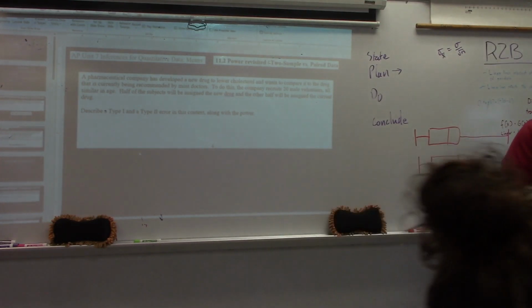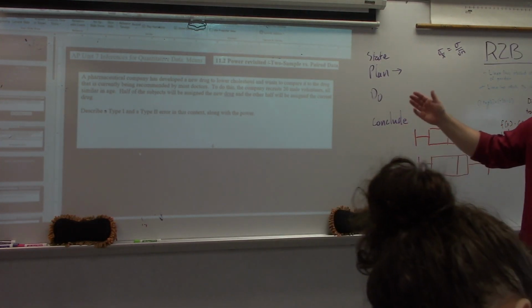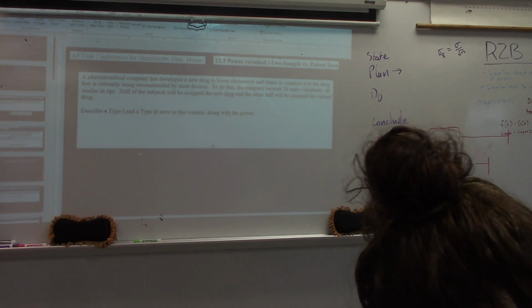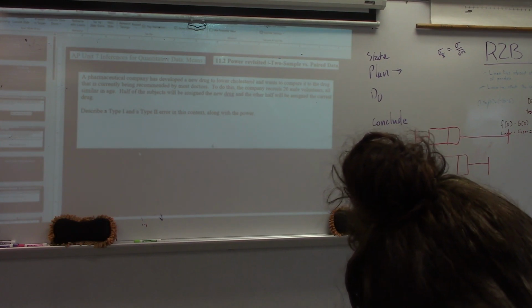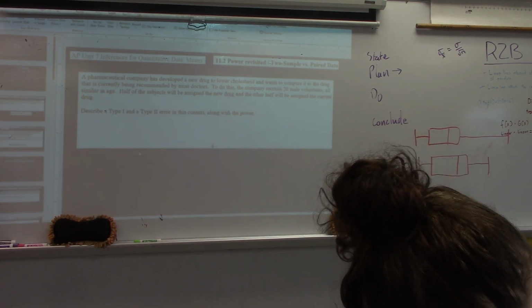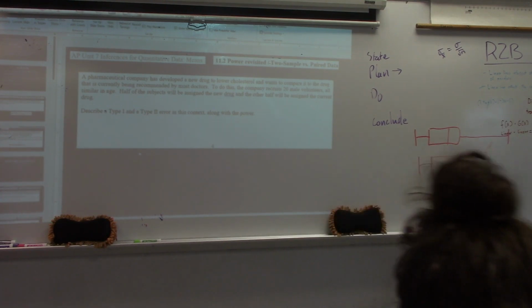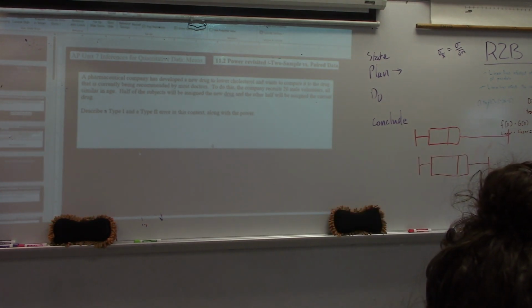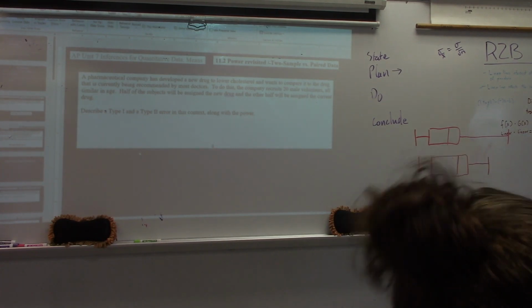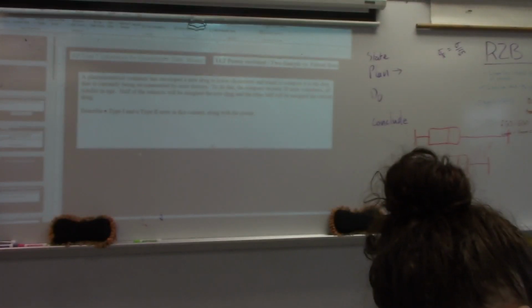So, the context of this is this. A pharmaceutical company has developed a new drug to lower cholesterol and wants to compare it to the drug that is currently being recommended by most doctors. To do this, the company recruits 20 male volunteers, all a similar age. Half of the subjects will be assigned the new drug, and the other half will be assigned the current drug.